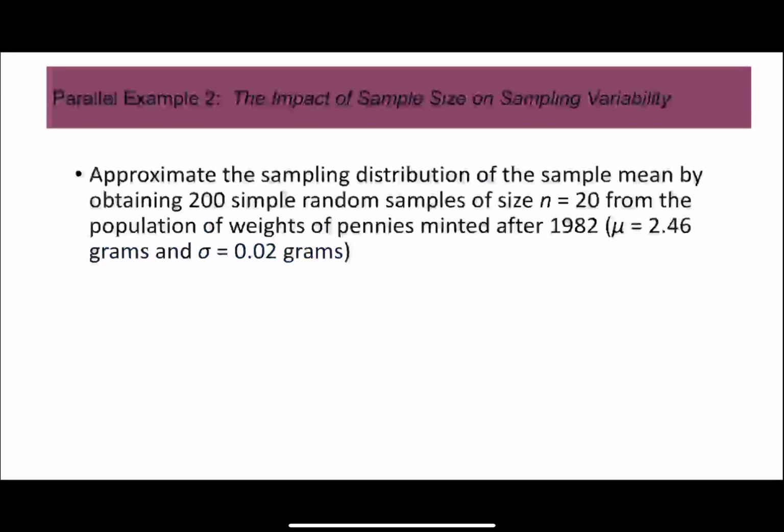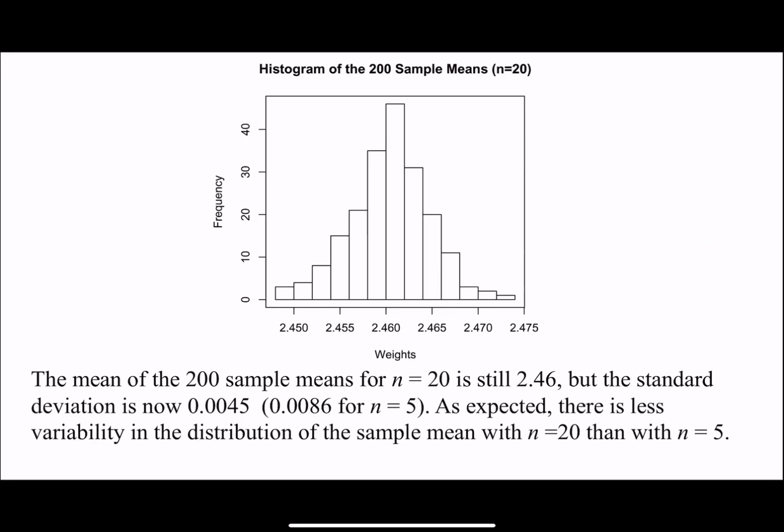So suppose that instead of our sample size being 5, our sample size was 20 from the population of the weights of pennies. This is my population standard deviation and my population mean. So we're going to use n equals 20 instead of n equals 5. See what happens there. This is a much prettier bell curve when n equals 20. It's much nicer, much cleaner and more bell-shaped. And our standard deviation is now 0.0045. So as expected, our standard deviation is getting smaller.